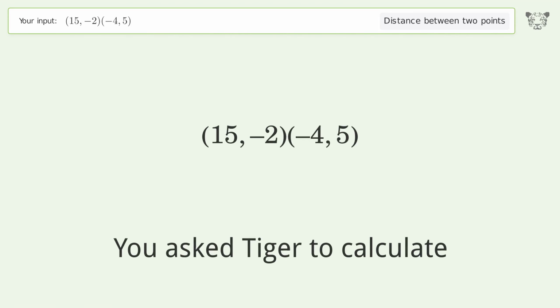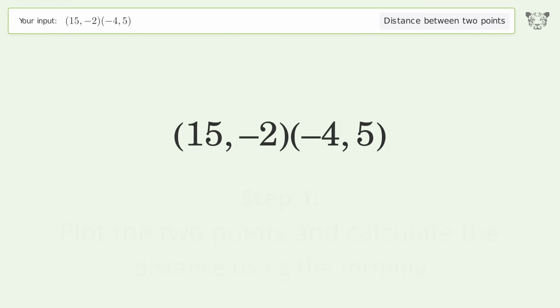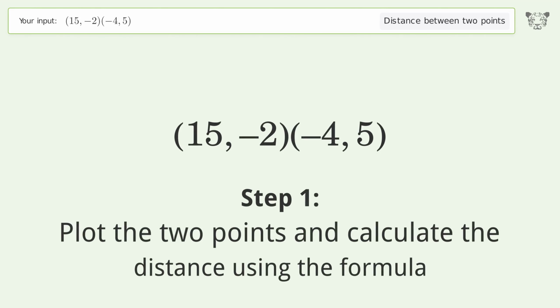You ask Tiger to calculate. This deals with the distance between 2 points. The distance between the 2 points is the square root of 410, or 20.248. Let's solve it step by step. Plot the 2 points and calculate the distance using the formula.